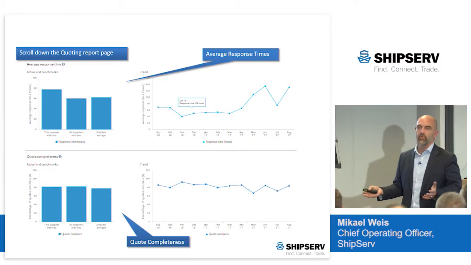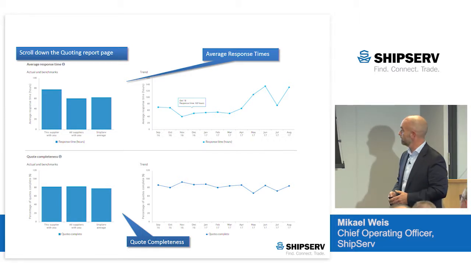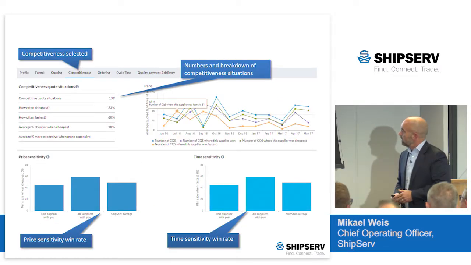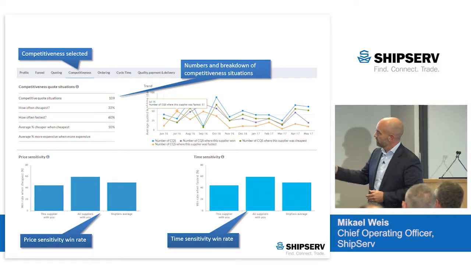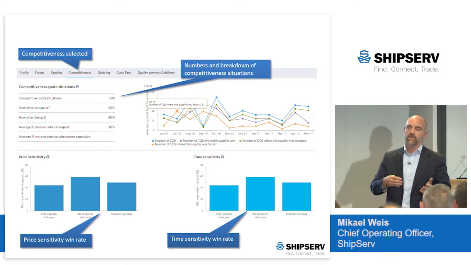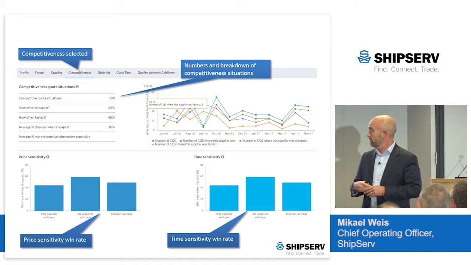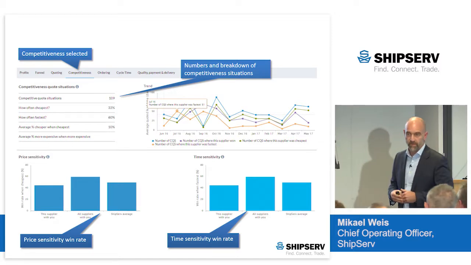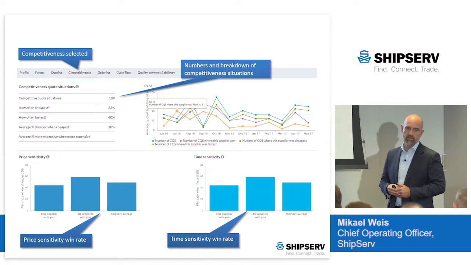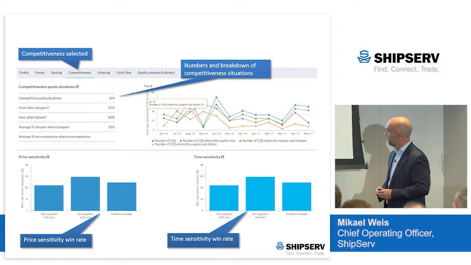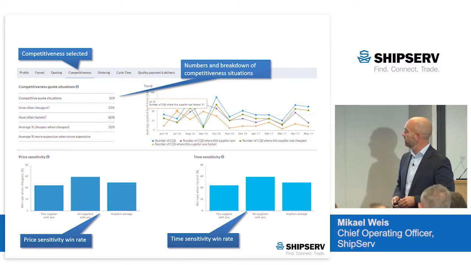But again, this is a collaboration tool. It's not a one-sided tool. It's something for both sides to use. Competitiveness in this situation. So we will also measure when you on the buyer side are sending RFQs out to multiple suppliers, whether the price was the most important for you or the time sensitivity, in other words, how quickly the supplier responded to you. Again, something that you can use in your discussions with your suppliers.